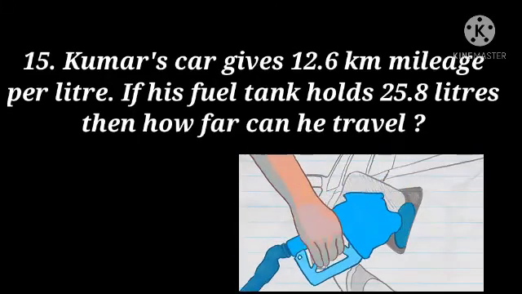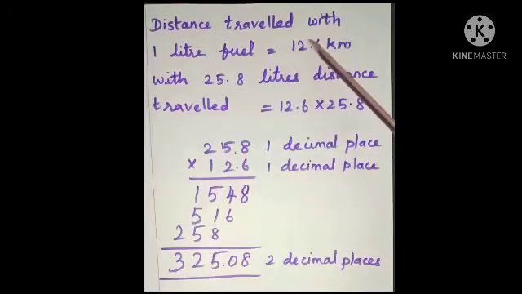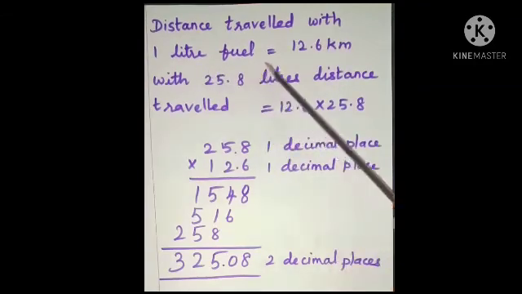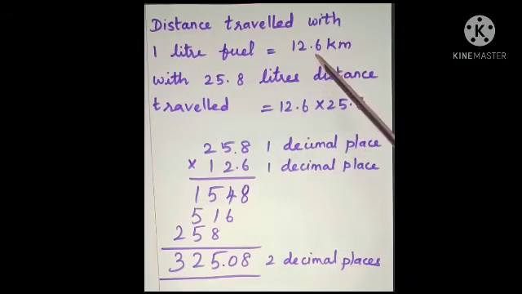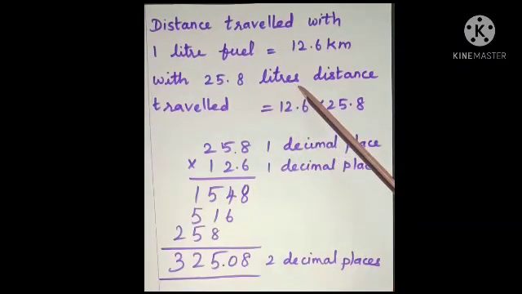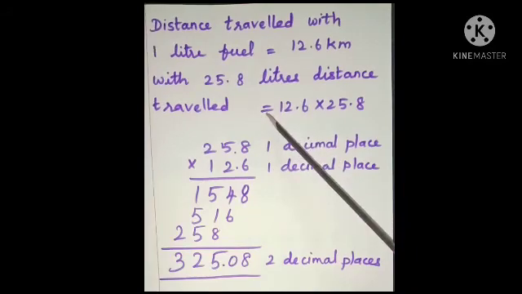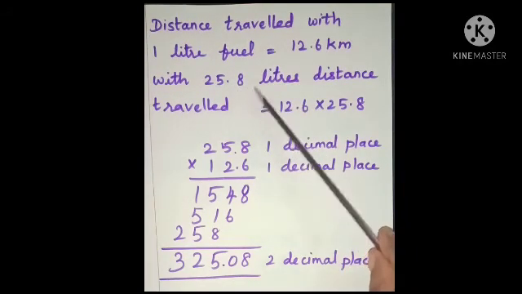15th problem. Kumar's car gives 12.6 kilometer mileage per liter. If his fuel tank holds 25.8 liters, then how far can he travel? Distance travelled with 1 liter fuel is 12.6 kilometers. With 25.8 liters, distance travelled is, yes, we need to multiply 25.8 liters with 12.6.